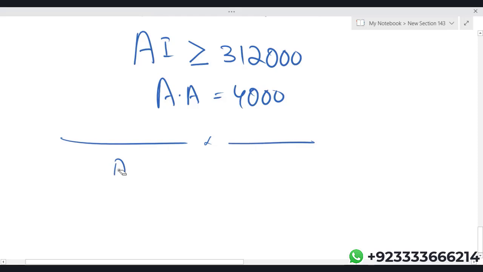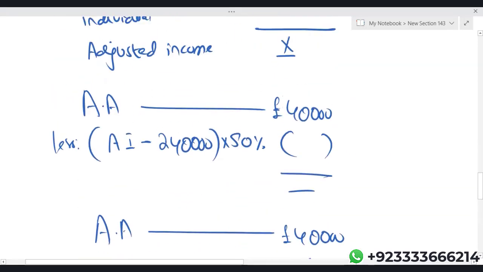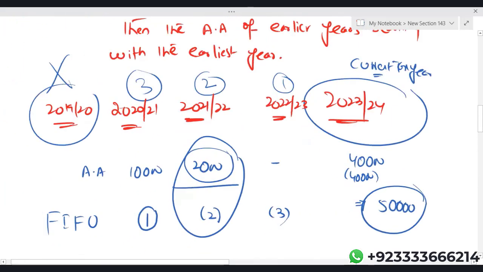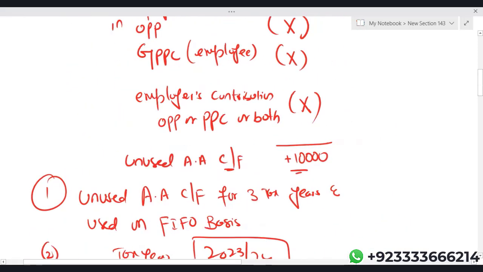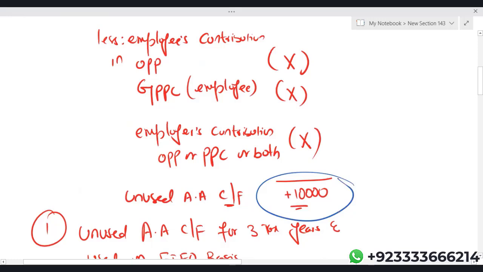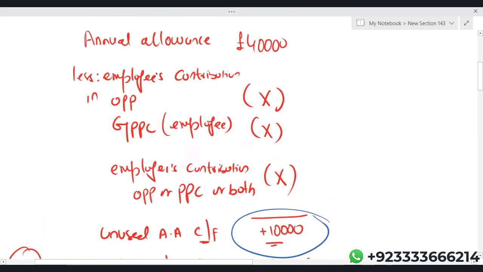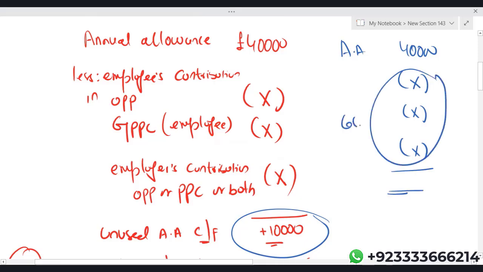We know that, let's come here so that you should compare this. Remember, there was unused annual allowance 10,000. We said if there is any unused annual allowance, it will be carried forward for 3 tax years, used on FIFO basis. There's one more possibility. What is that possibility? Annual allowance is obviously 40,000. Let's say we deducted the employee contribution in gross PPC, by employee, employer contribution. Assuming this total which we are deducting is 60,000. Try to understand. The contribution of employee and employer is 60, but the limit is 40.